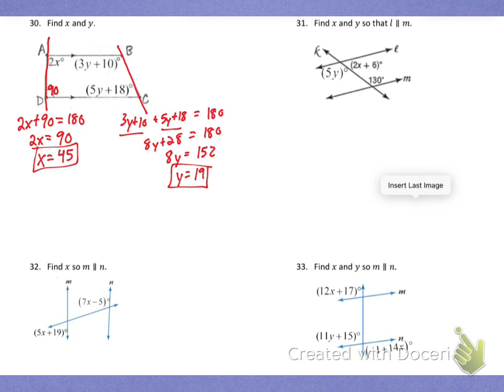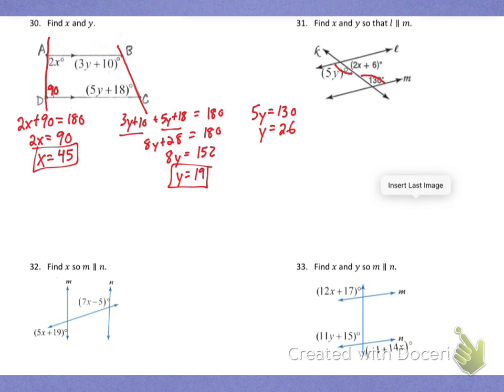All right, 31. Find x and y so that L and M are parallel. Just assume that L and M are parallel. So now we just got to find, you could do either one of these first. So for example, y, that's this angle, and this is 130. Those are alternate interior angles, so that means they're congruent. So 5y is going to be equal to 130 degrees. So if I divide that, y is going to be equal to, I believe it's 26. Let me double check. 130 divided by 5 is 26.